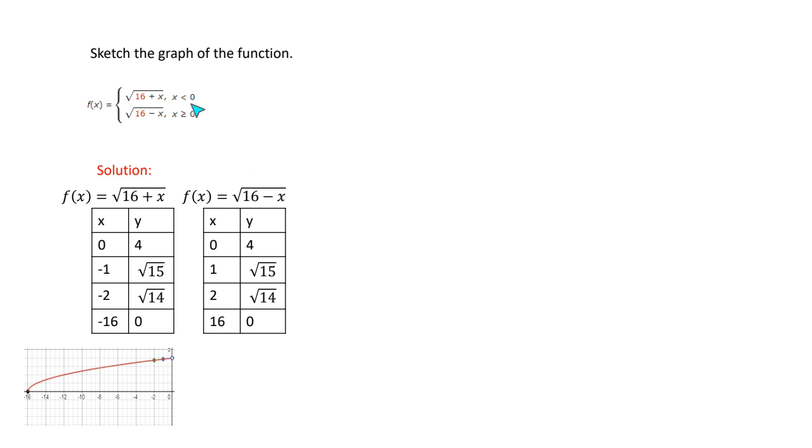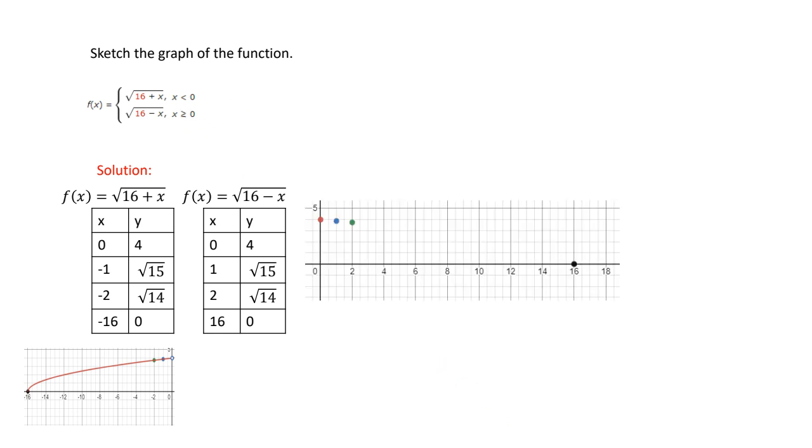The second equation, we're going to pick values that are greater than or equal to 0. So I'm going to use 0, 1, 2, and we can use 16. If I plug in 0, I get 4. If I plug in 1, I get square root of 15. 2 gives me square root of 14. And 16 will give me 0. Now, since I have the equal sign here, my point would be closed.